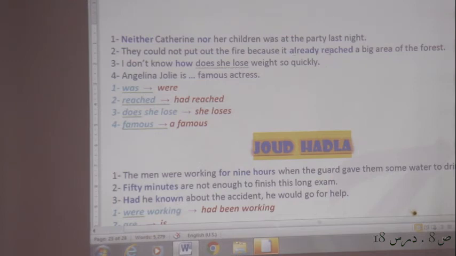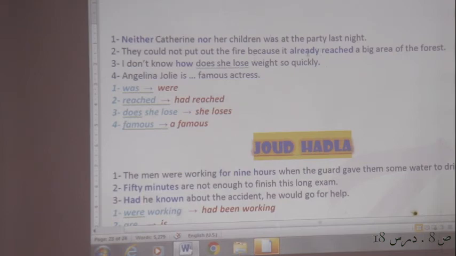So already reached, or in this case it will be in the past perfect, had reached a big area of the forest. Again, they couldn't put out the fire. Why? Because it already reached. So this is the first action, and it must be in the past perfect form, namely had plus verb 3. So before it had reached a big area of the forest.